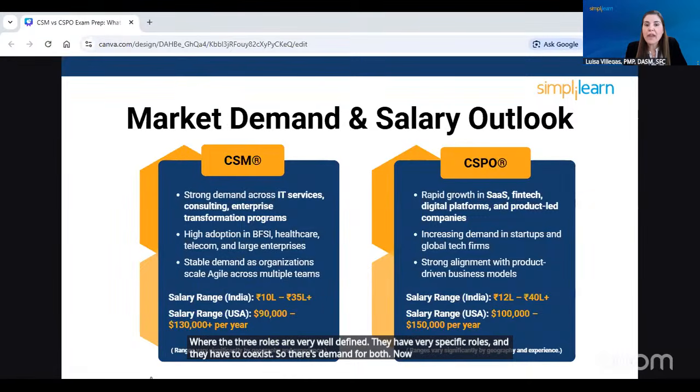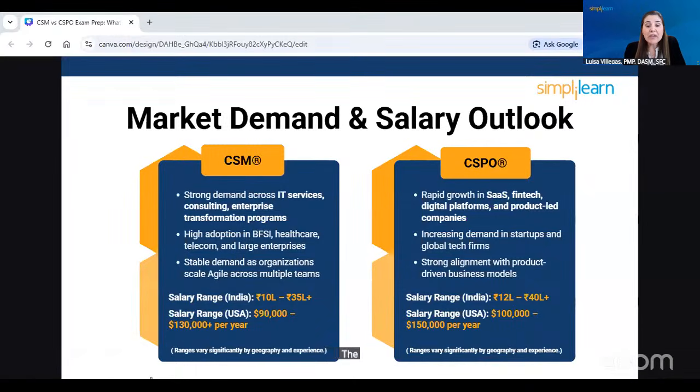Now let's see where our CSM need is more. There's a very strong demand across IT services and consulting, because as I said, they help a lot with coaching and transformation. Anytime that enterprises are undergoing a transformation process or maybe adopting Agile for the first time, there's a very high adoption in what we call BFSI, so banking, financial services, and insurance, in healthcare, in telecommunication, and large enterprises. It's a very stable demand because as organizations scale Agile from maybe one team to multiple teams, they're going to need this type of knowledge.